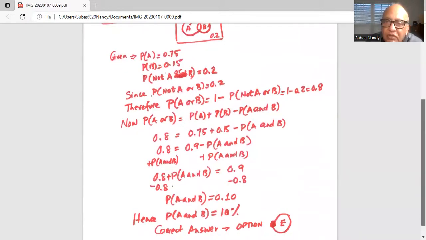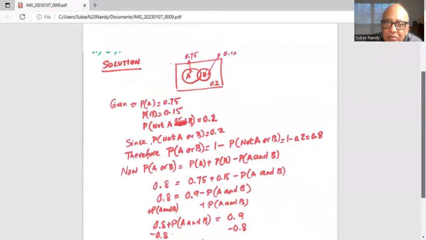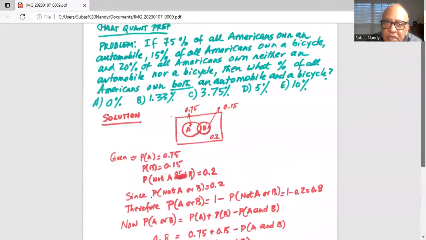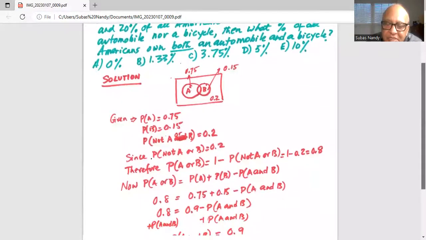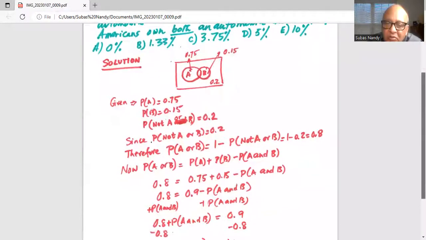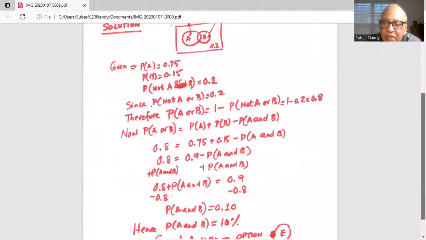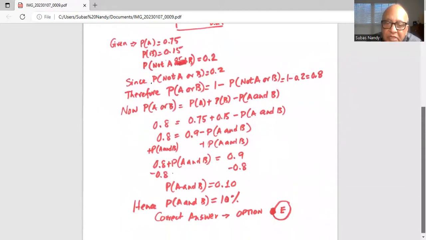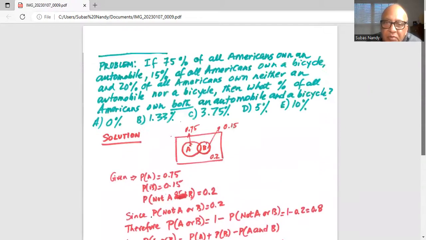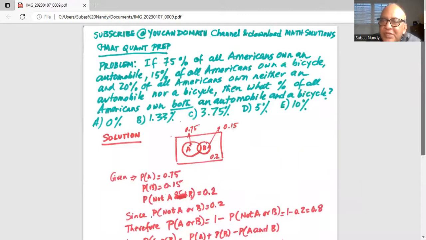Hence, the probability of A and B, which we are interested to find out, where Americans own both an automobile and a bicycle, which is the common area between automobile and bicycle, is equal to 0.9 minus 0.8, which is 0.1 or 10%. Correct answer is option E, which is 10%.